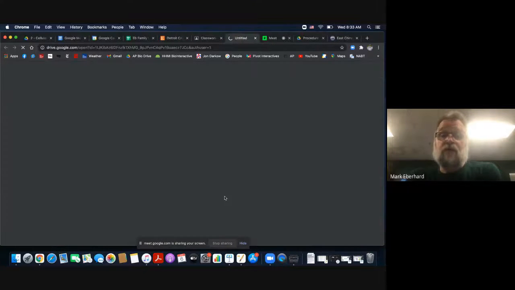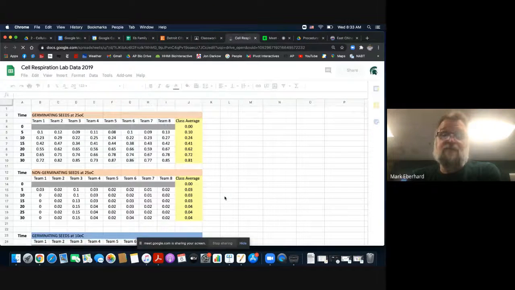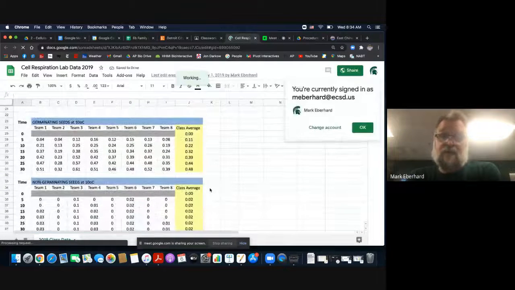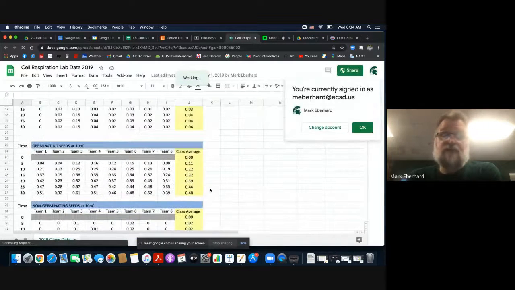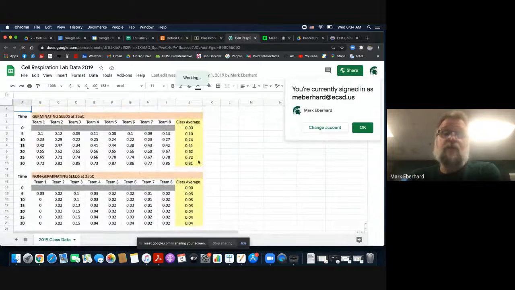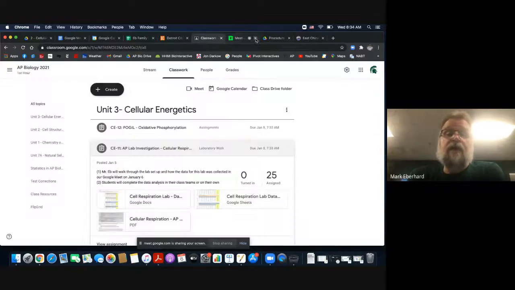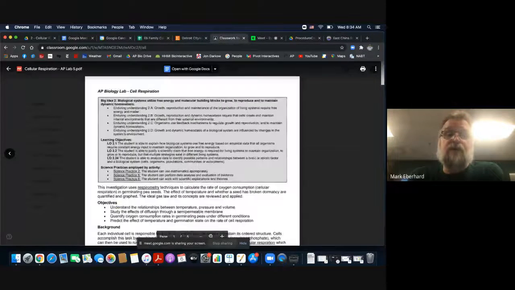Again, this one, the Google Sheets, has the raw data. So if you want to just copy and paste so you can create graphs, that's cool. It's right here. You're after the class averages in most cases. We had 8 different teams doing the lab. And these are the original directions.